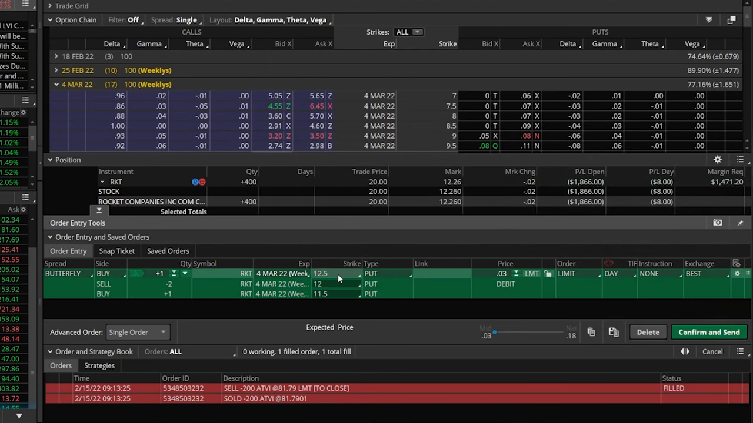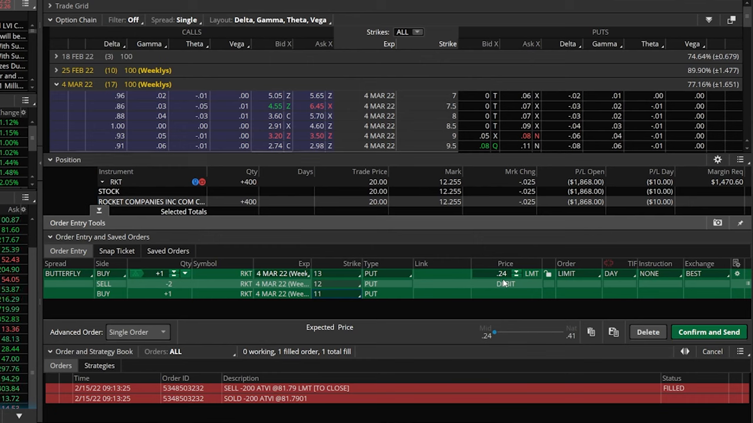Let's go ahead and widen out these wings. Instead of being 50 cents wide, I'm going to make it a full dollar wide. So I'm going to change this to 13 bucks, and I'm going to change this one to 11. Now looking on the right-hand side, we can see the total cost for this dollar wide butterfly is going to be 23 cents. Since we made it a dollar wide butterfly, that means the most we could ever sell this thing for is going to be a dollar.